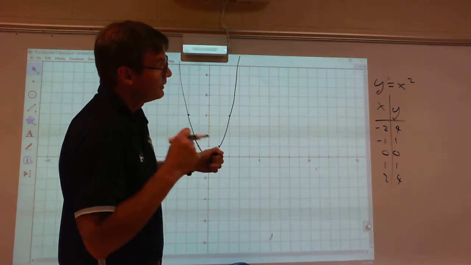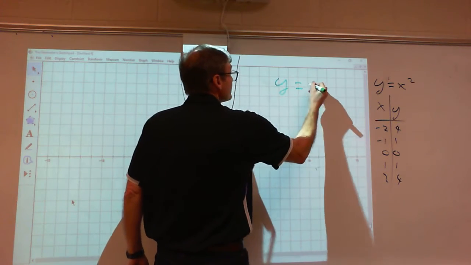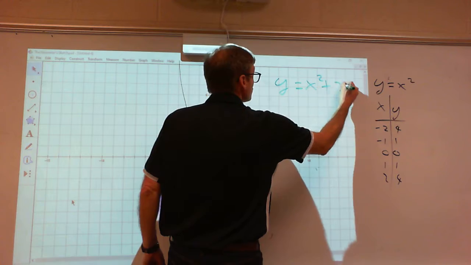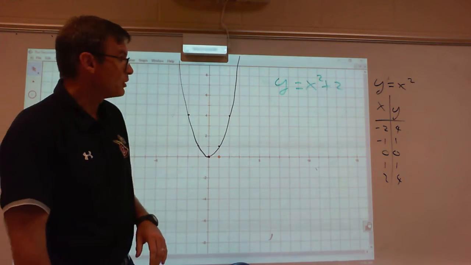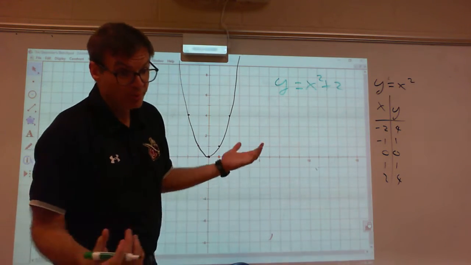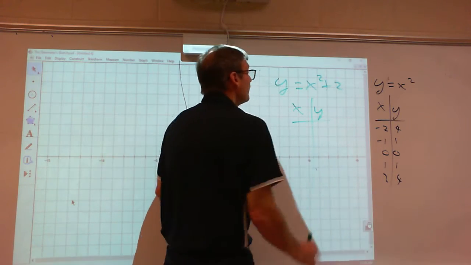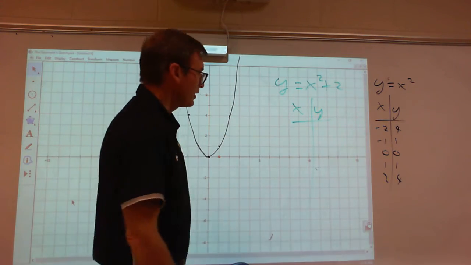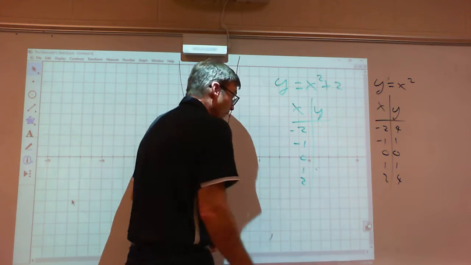I'm going to start with y is equal to x squared plus 2. And so when I see y equals x squared plus 2, I want to know what the 2 does. Well, I don't know. So I'm going to make an xy chart. Pick my favorite values for x. So I'll pick -2, -1, 0, 1, 2.